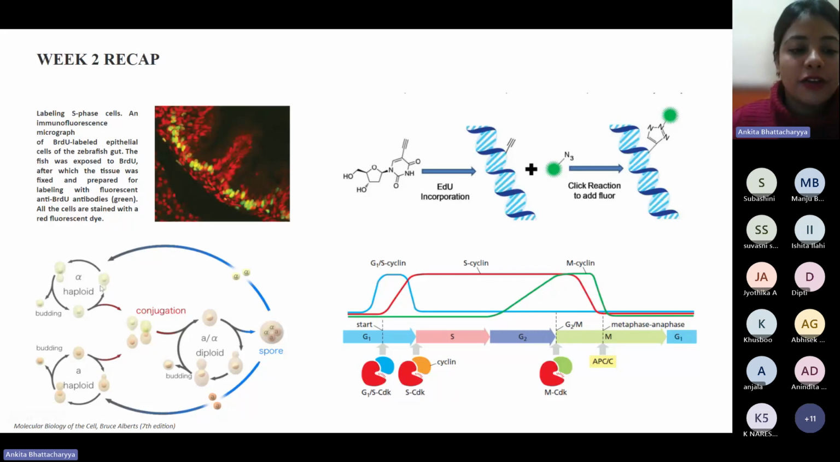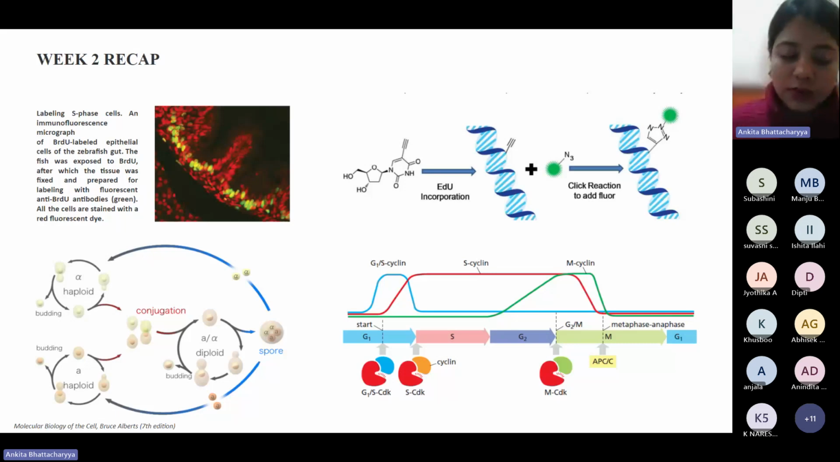You can see that there are alpha and A haploids, and from each of them you can get spores, and those spores undergo conjugation. There is an A alpha diploid stage, and then based on the condition, different types of spores can mature into each of these different strains of yeast, and mating can only occur across strains. So all those experiments where yeast temperature sensitive mutants were used, you can again go through them. We can go over them as well if required.